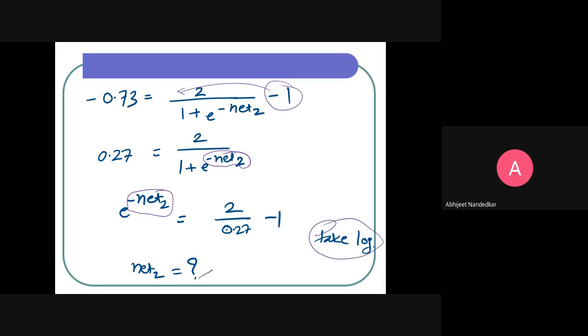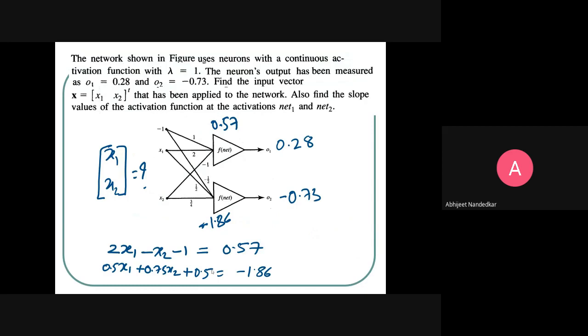So you have two equations now. If you take net 1, this is net 1 equal to, and this is net 2 equal to. After taking that log, this will be minus 0.57 and plus 0.57 and minus 1.86. So these are, say, equations 1 dash and 2 dash.